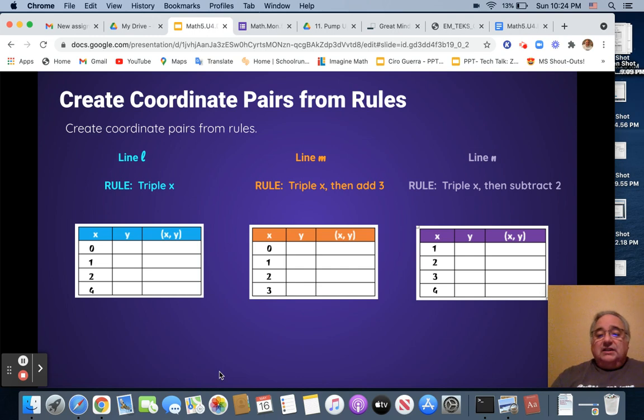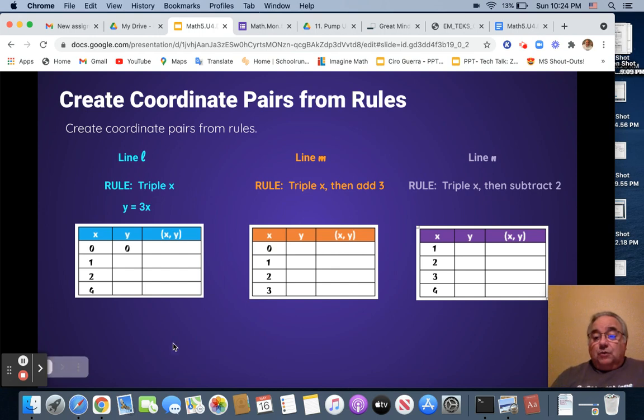Hey, the first thing I want to check out from you is what is the rule written out in an equation? Y equals what? Rule for line L. Pausing the video here. Excellent. Yes. The rule is y equals 3x.